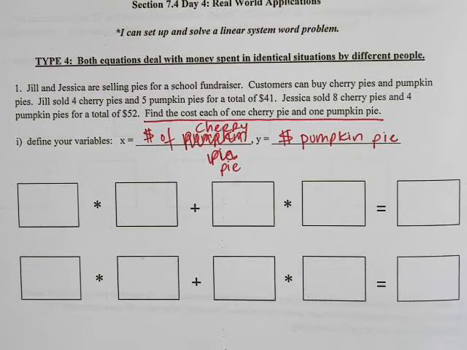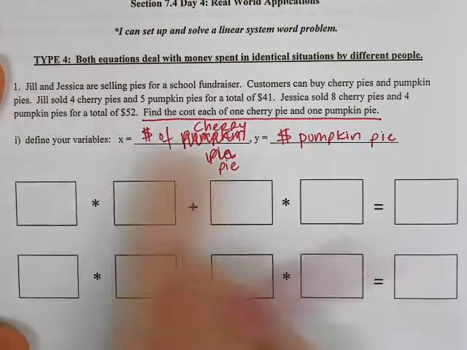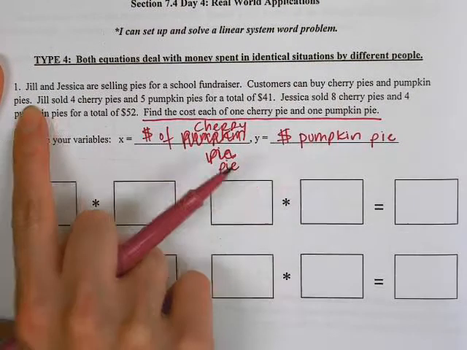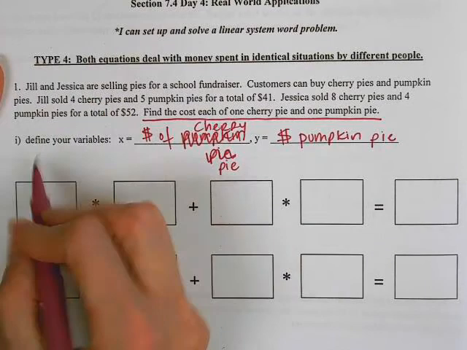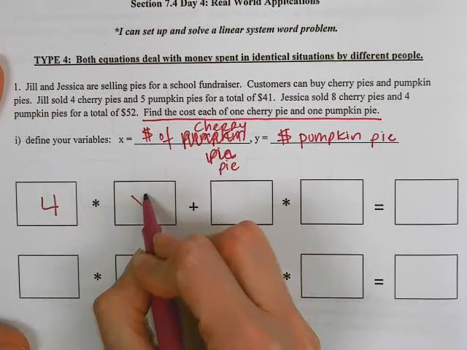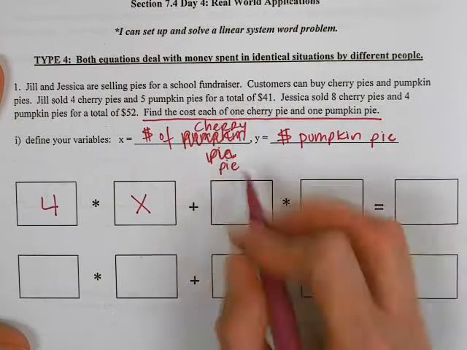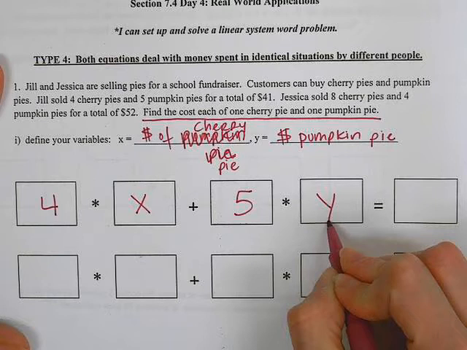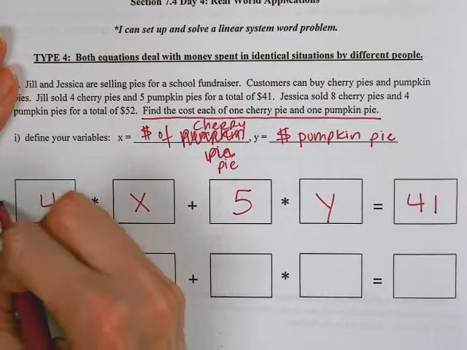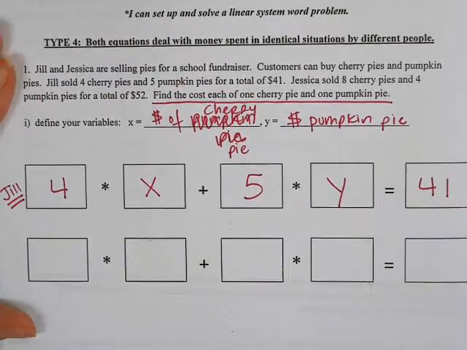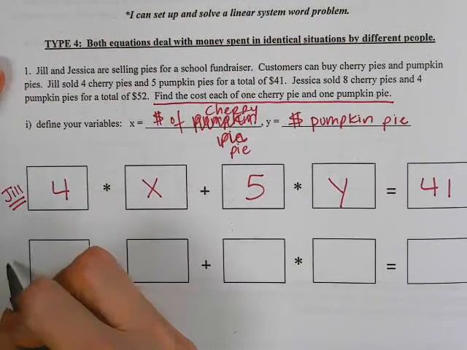All right, so we got Jill and Jessica. So let's do Jill first. Jill sold 4 cherry pies, so 4 times x, and 5 pumpkin pies, so 5 times y. And her total was 41. So in today's, we write a full equation for Jill. And then we're going to write an equation for Jessica.